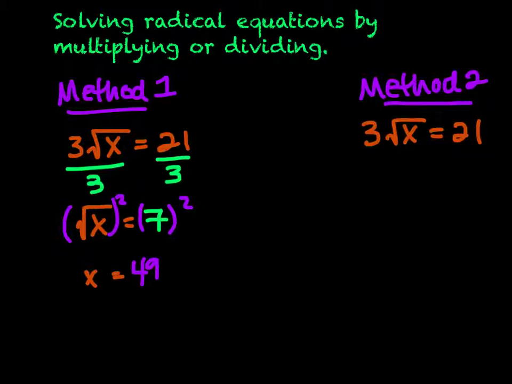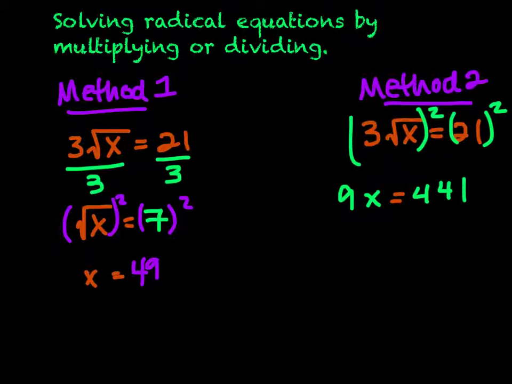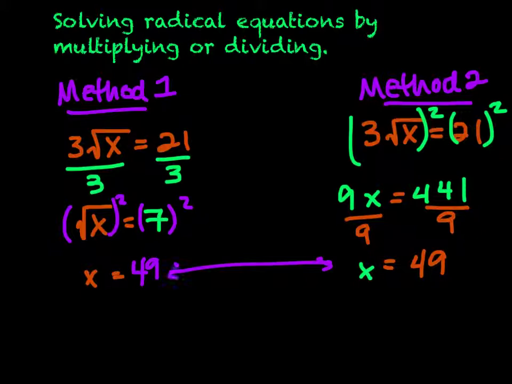Now let's see if method number 2 gets us the same sort of thing. Instead of dividing first, we are going to square things first. So 3 squared is equal to 9, and the square root of x squared is equal to x, and that is equal to the square root of 21 squared, which is 441. After that, we can divide by 9, and we get simply x is equal to 49. And if we notice, we got the same answer.